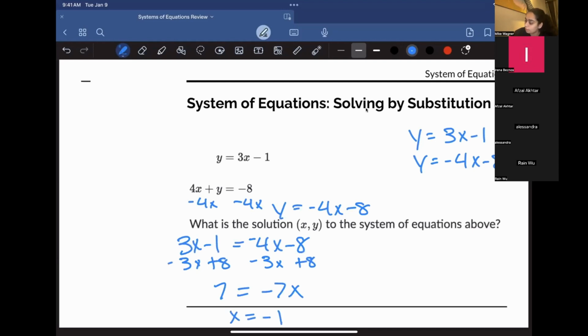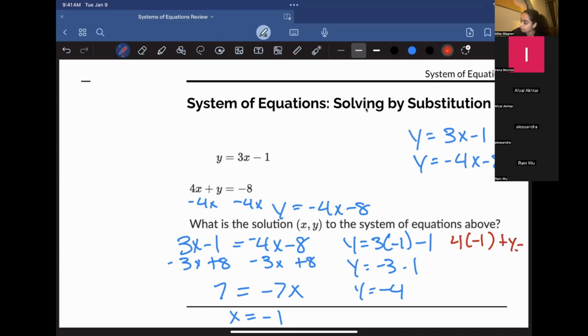Then we plug it back in. Y equals 3 times negative 1 minus 1. Y equals negative 3 minus 1. Y equals negative 4. Just since we're early on, I'm going to do the same thing in the second equation. So we get 4 times negative 1 plus y equals negative 8. Negative 4 plus y equals negative 8. Y equals negative 4. So it checks. It does it for both. The answer is negative 1 comma negative 4.